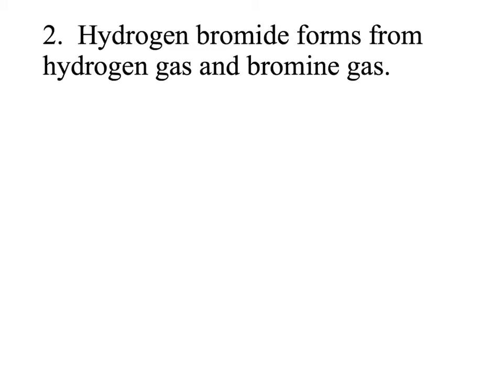Okay, in this problem, there's a couple of things that might have thrown some people off. You have hydrogen bromide forms from hydrogen gas and bromine gas. And so what you have to realize is that this first thing that it's mentioning, this hydrogen bromide, is actually the product because it is forming from the others. Alright? And so the actual reactants are the hydrogen and the bromine.